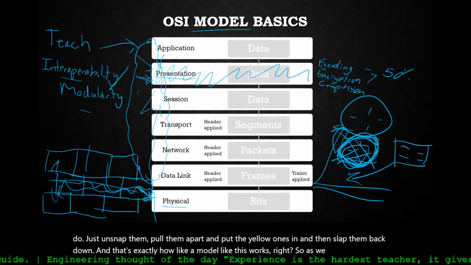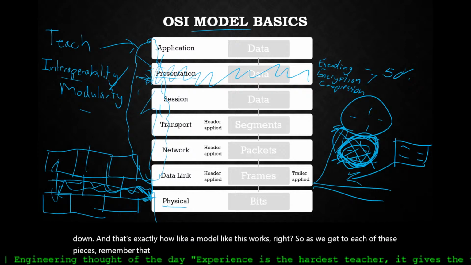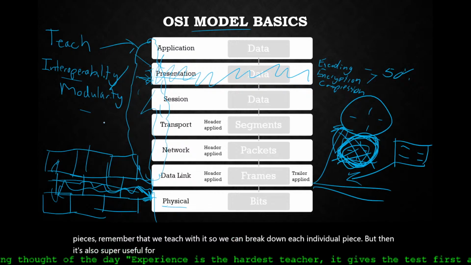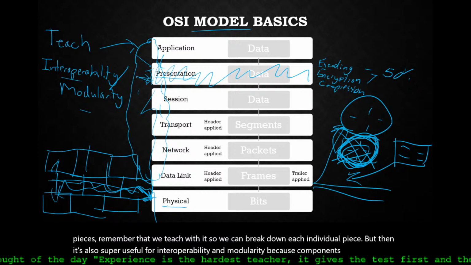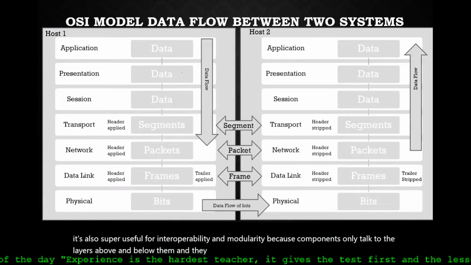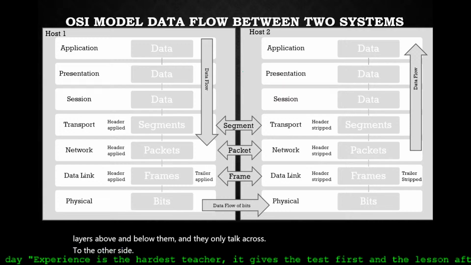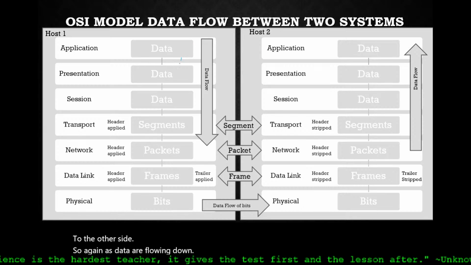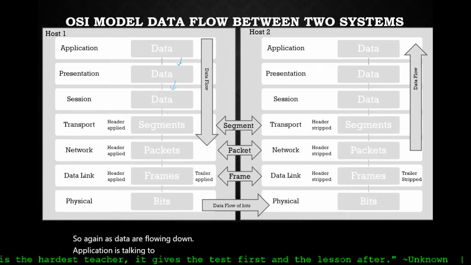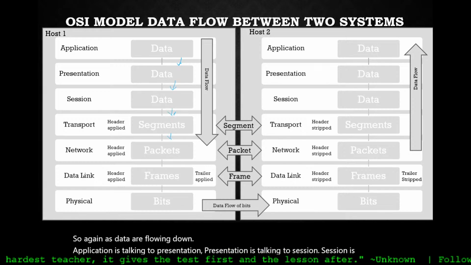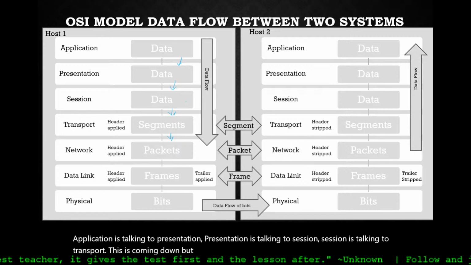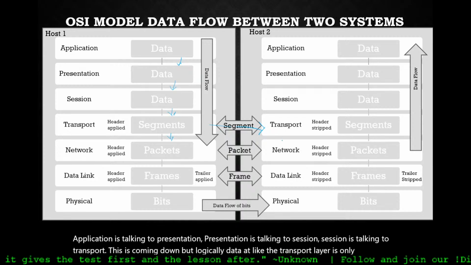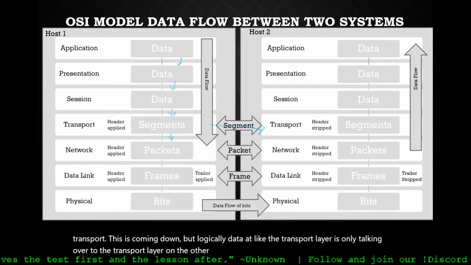So as we get to each of these pieces, remember that we teach with it so we can break down each individual piece, but it's also super useful for interoperability and modularity, because components only talk to the layers above and below them, and they only talk across to the other side. So again, as data are flowing down, application is talking to presentation, presentation is talking to session, session is talking to transport. This is coming down, but logically data at the transport layer is only talking over to the transport layer on the other side.